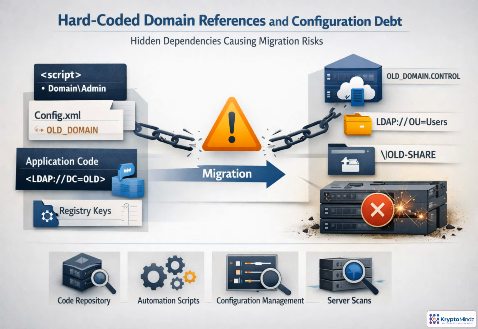A script may target a specific OU. An app may bind to a legacy distinguished name. A service may depend on an old file share. Discovery has to go beyond directory objects. Search repositories, automation, configuration management, registries, connection strings, and server settings before you cut over.